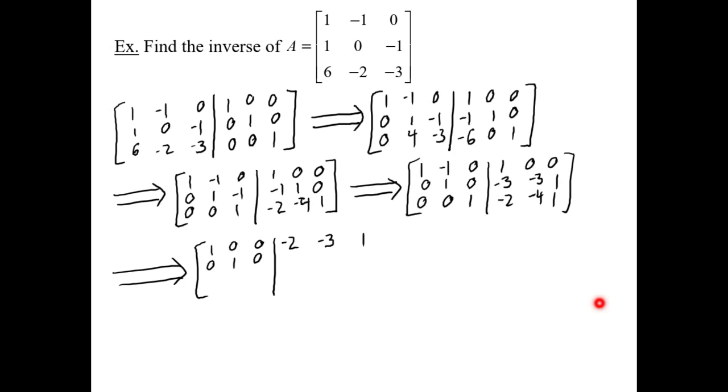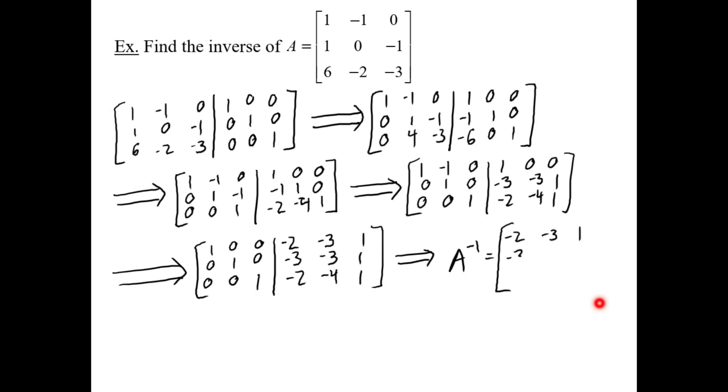0, 1, 0, negative 3, negative 3, 1, 0, 0, 1, negative 2, negative 4, 1. Okay, and so what I'm finding is that A inverse, the left side is the identity, and the right side tells me the inverse. So it'd be negative 2, negative 3, 1, negative 3, negative 3, 1, negative 2, negative 4, 1. So we can use row operations to find the inverse.